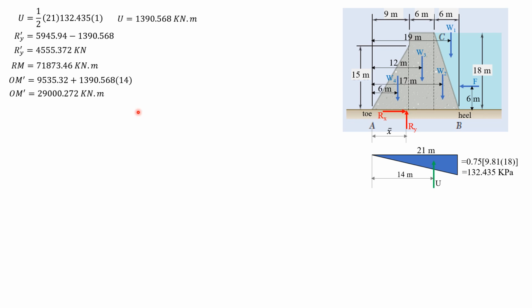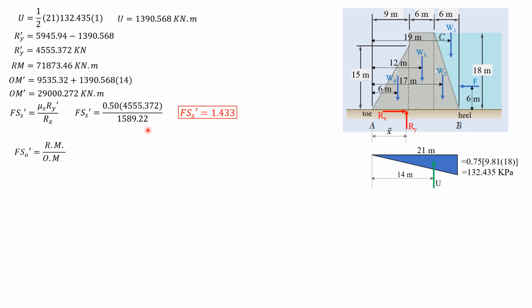So factor of safety against sliding prime is mu sub s Ry prime over Rx. So substitute 0.5 times 4555.372 over 1589.22, the value of Rx. So factor of safety against sliding is 1.433, and factor of safety against overturning prime is righting moment over overturning moment prime.